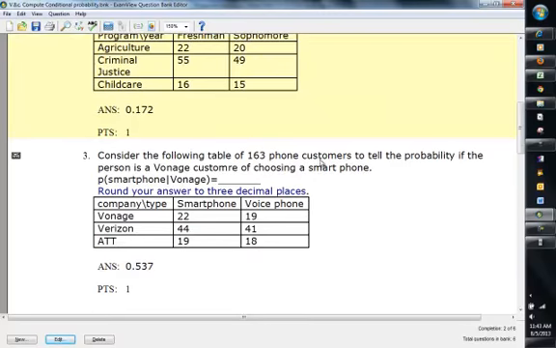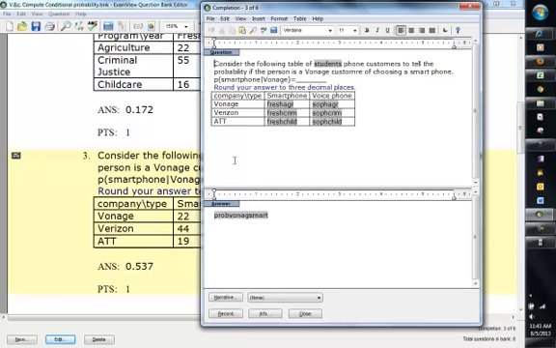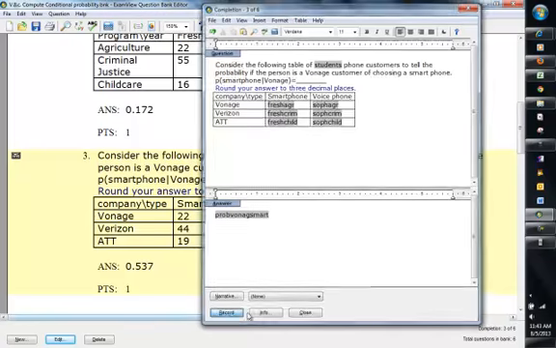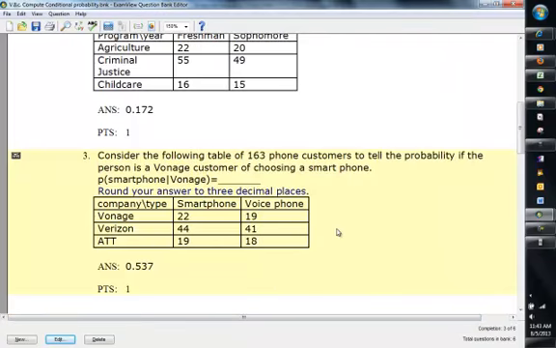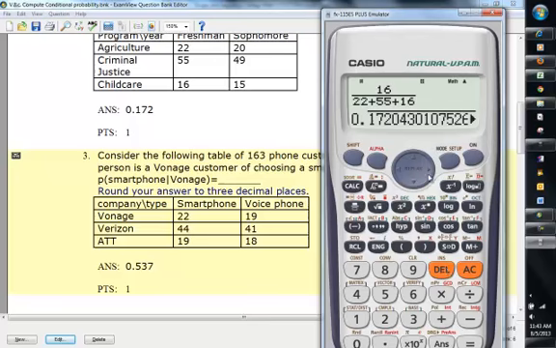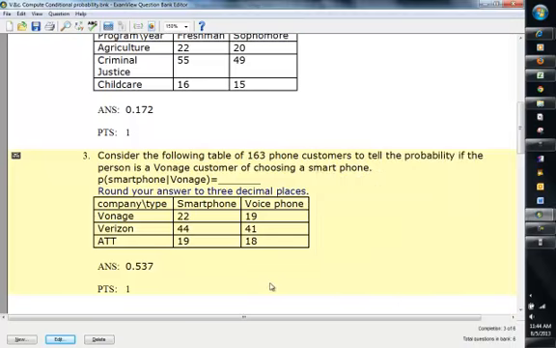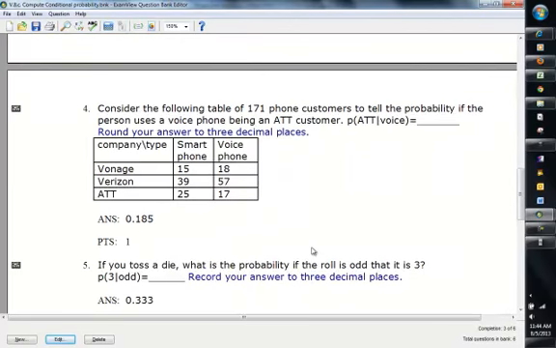Okay, of the 163 phone customers, tell the probability that the person is a Vonage customer of choosing a smartphone. So the probability of a smartphone given that they're Vonage. Okay, so we've got a fraction of the smartphone Vonage people, 22, out of the total number of Vonage people, 22 plus 19, is 0.537. Next one.